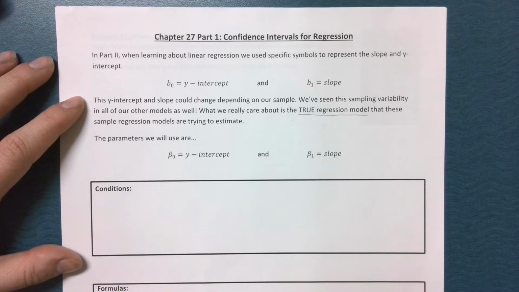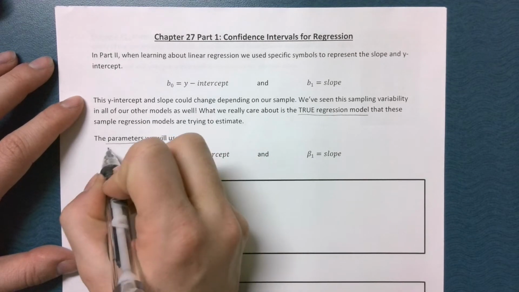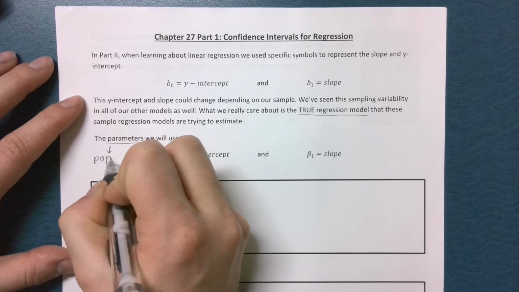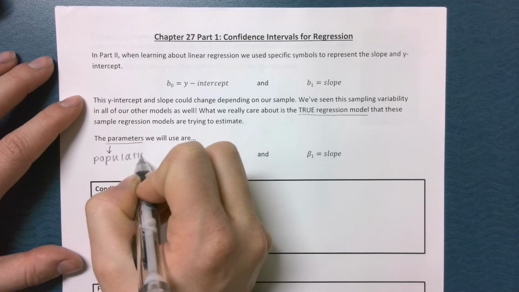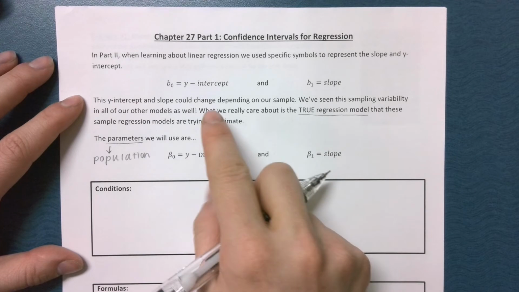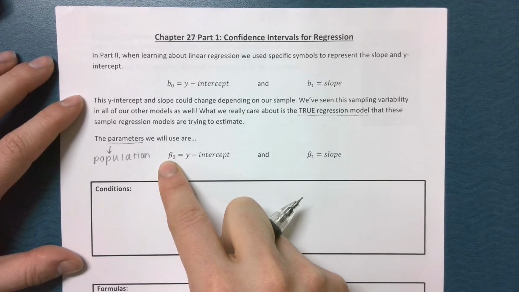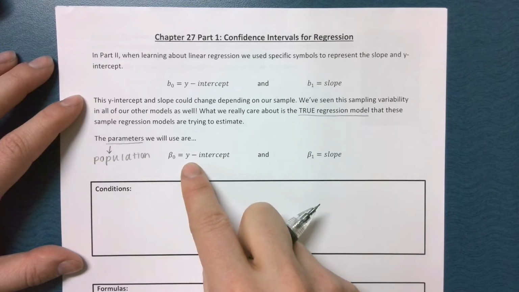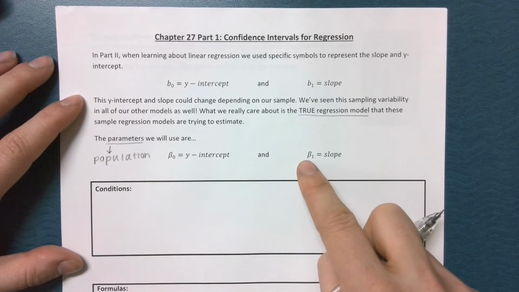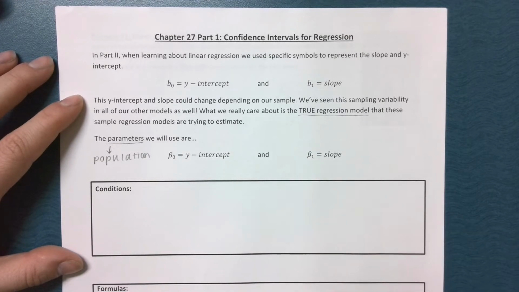Since we're switching gears here and I'm not looking at just a specific sample, I'm looking at a population, my symbols are going to change slightly. These are the parameters, what is representing the slope and the y-intercept for the population. They're very similar. Instead of b naught, we're going to use beta naught. Beta is a Greek letter, looks like a B with kind of a tail on the end. So beta naught is our y-intercept, and then beta sub 1 is our slope.